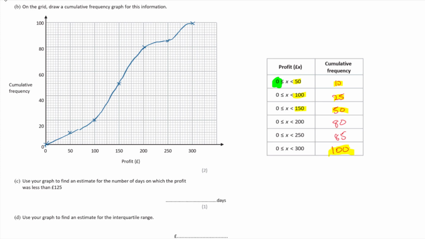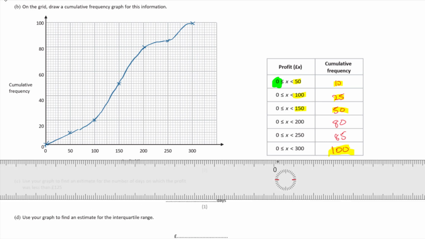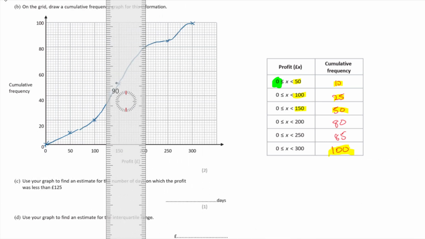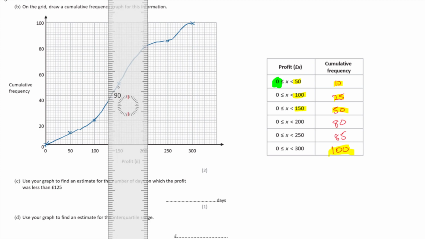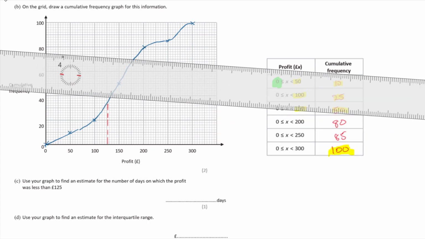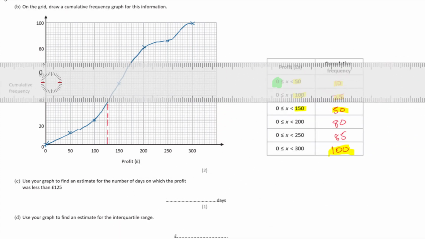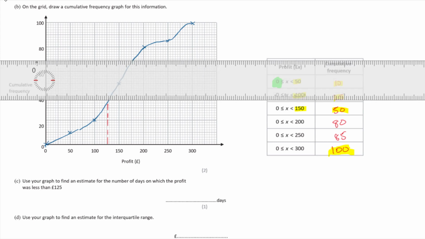Okay, right, so then use your graph to find an estimate of the number of days on which the profit was less than 125. Okay, so we can find 125 on the axes. 125 is halfway between 100 and 150. So if I draw a line up from there, up to my graph, and then turn around and go in this direction, then that will point to my answer.